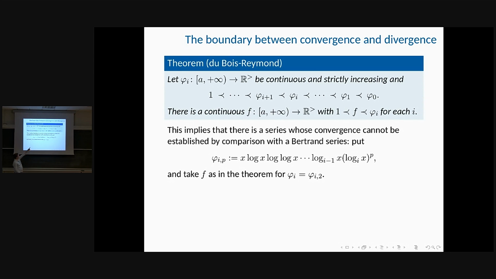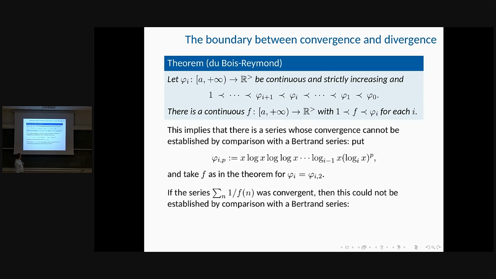And then it's not hard to check that this is such a decreasing sequence. And you take an f as in the theorem. Okay. And you look at the series 1 over f of n. Okay, and now I'm not making a statement whether the series is convergent or not, but if it was, then you could not establish it with a comparison with the Bertrand series.